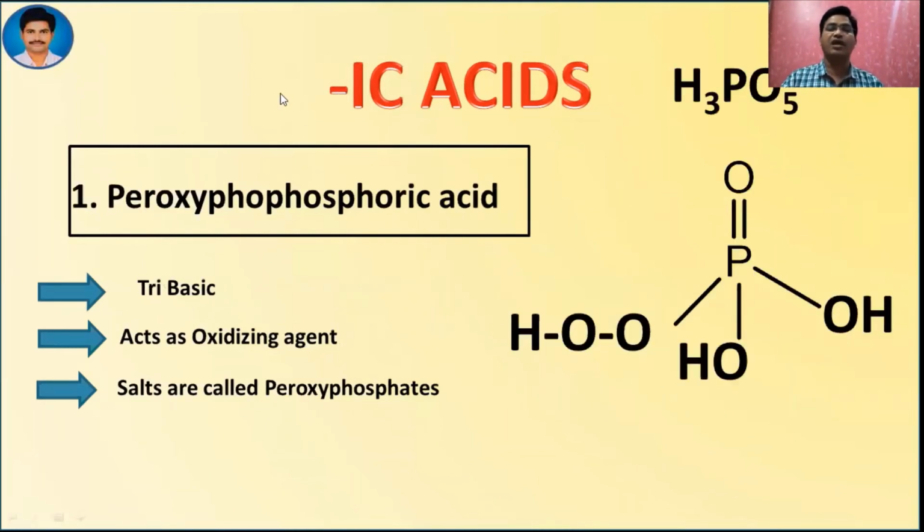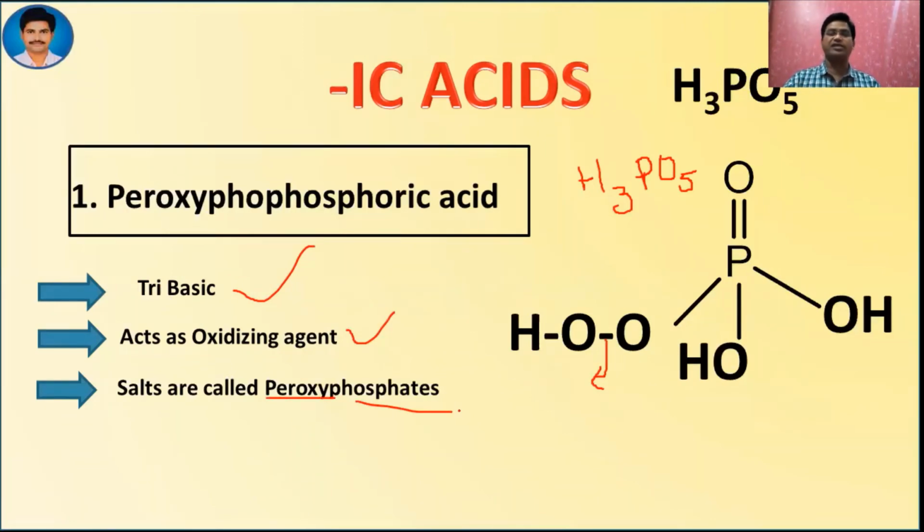Now let us see the last one, the peroxyphosphoric acid. Here the formula is going to be H3PO5. It is similar to phosphoric acid or orthophosphoric acid, but the only thing is there is a peroxy bond. This bond is called peroxy bond. This is also a tribasic acid. It acts as a strong oxidizing agent. Salts are called peroxyphosphates.